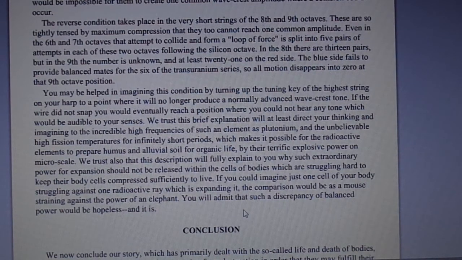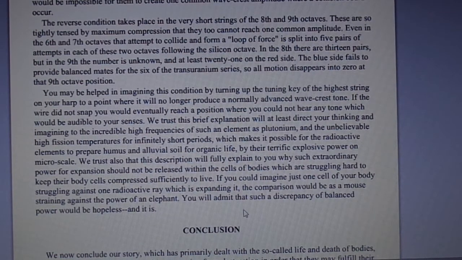We trust this brief explanation will at least direct your thinking and imagining to the incredible high frequencies of such an element as plutonium, and the unbelievable high fission temperatures for infinitely short periods, which make it possible for the radioactive elements to prepare humus and alluvial soil for organic life by their terrific explosive power on micro scale.